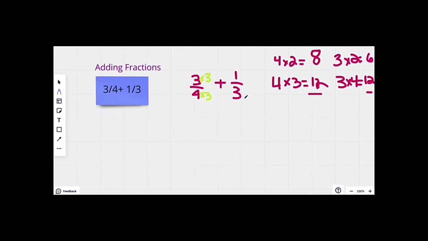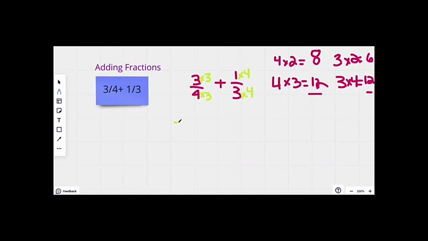When we look at the 3 now, what do we need? We need to multiply this 3 by something to get the 12. Well, we've got to multiply by 4. So that means we're going to say, okay, 3 times 4, we're going to multiply that one here. And whatever we do to the bottom, we also do to the top. So 1 times 4.